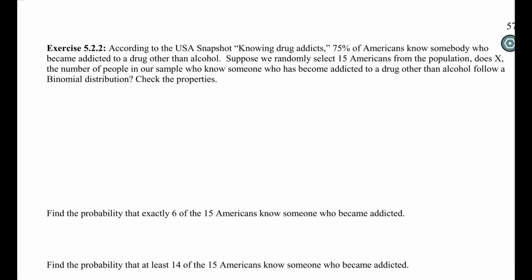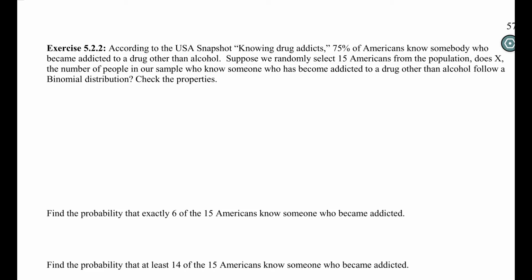5.2 continues with this example. According to this USA snapshot, 75% of Americans know someone who has become addicted to a drug other than alcohol. Suppose we randomly select 15 Americans from the population. Does X, the number of people in our sample who know someone who has become addicted to a drug other than alcohol, follow a binomial distribution?